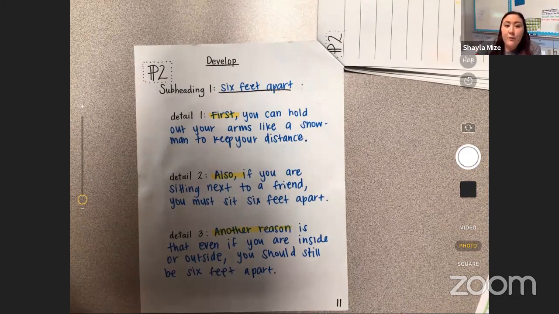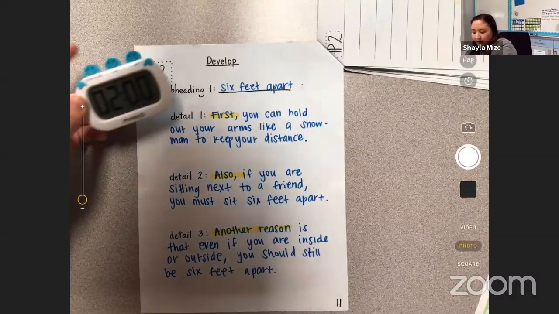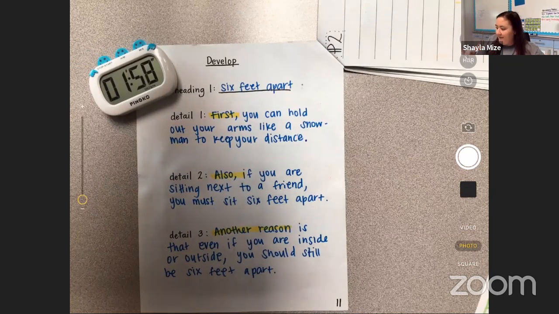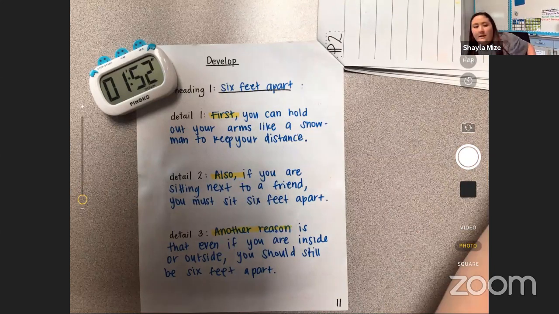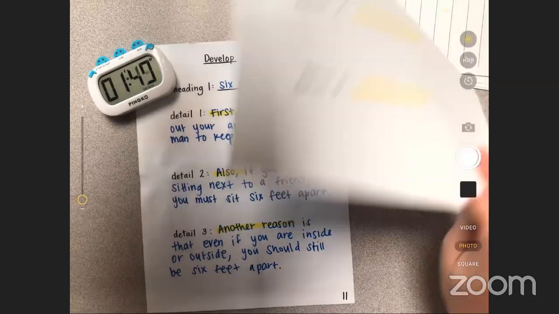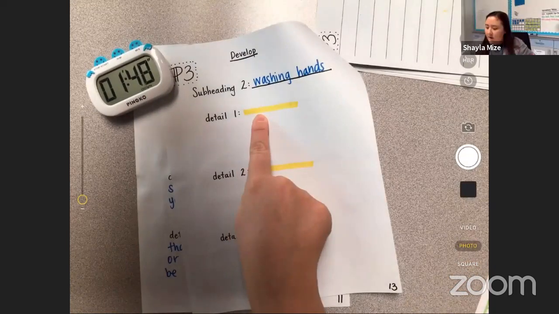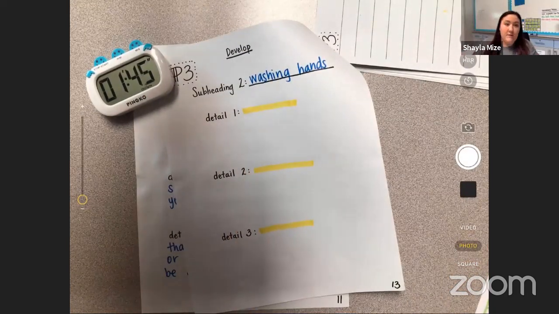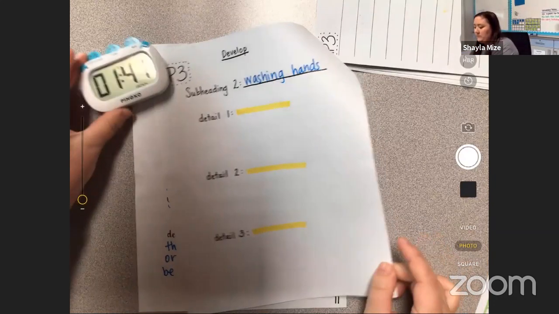I'm going to give you about 2 minutes to finish your 3 subheadings on pages 11, 13, and 15. Then I want you to put highlight marks on every single detail so that we remember to put in our transition words.